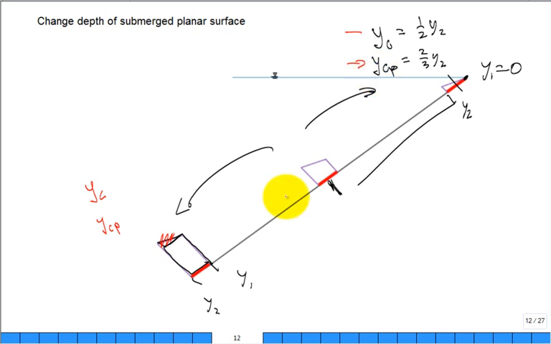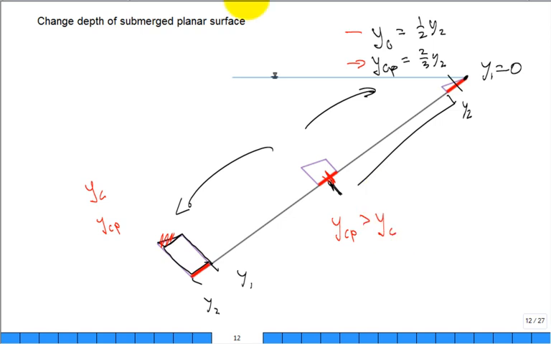So the point here is that y sub C never changes. It's always in the middle. It's the centroid of the area. But y sub CP will creep toward it as it's getting deeper and deeper and deeper. Does that make sense? So y sub CP is always greater than y sub C.